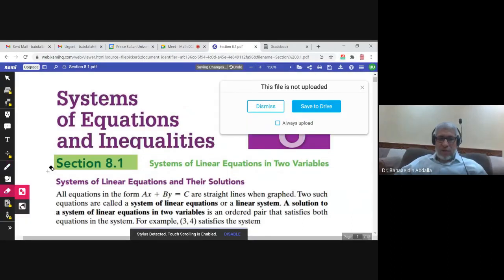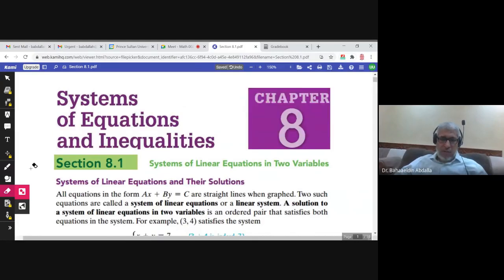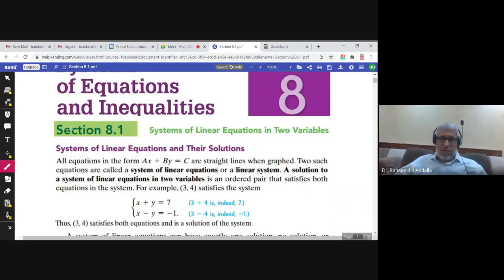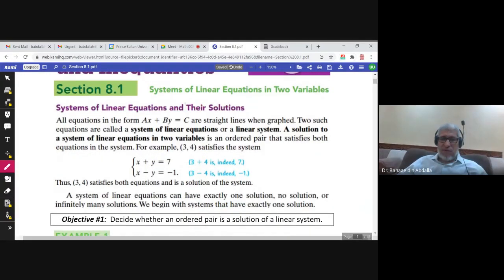This is section 8.1. Chapter 8 is about systems of equations and inequalities, and we will start with systems of two linear equations in two variables. If you have an equation like this, ax plus by equals c, the graph of this equation is a straight line. And if you have two equations like this, then you have a system of linear equations.